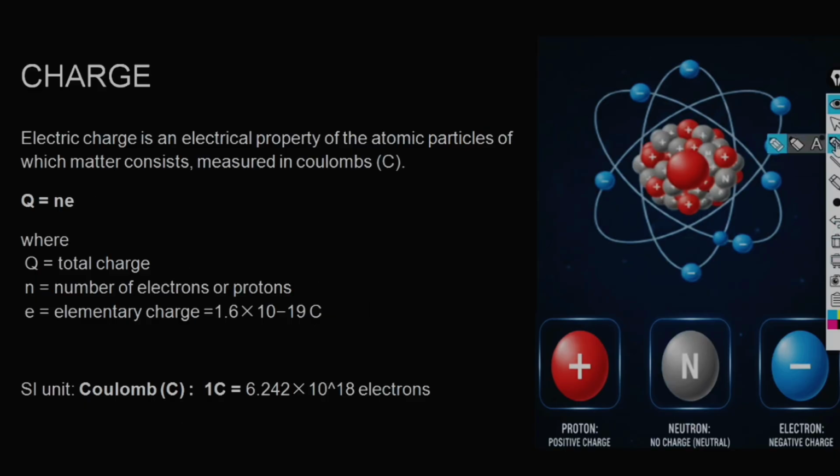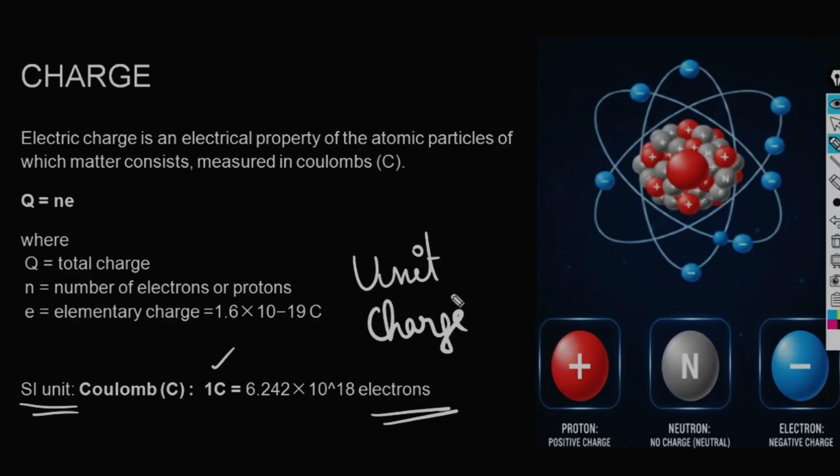Next, what we see is coulomb. This is the SI unit of charge. When you call something as 1 coulomb, the amount of charge it holds is equivalent to the charge held by 6.242 into 10 to the power 18 electrons. So throughout, I'll be using the term unit charge. Unit charge actually refers to 1 coulomb of charge.